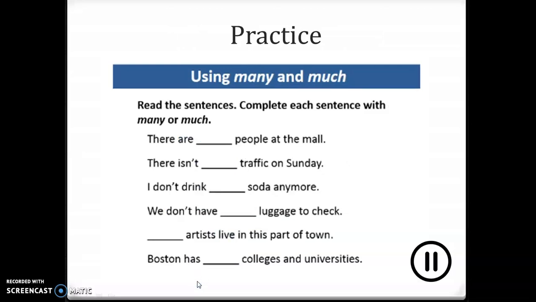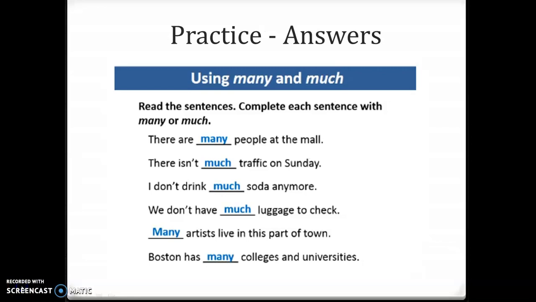So now let's also practice with using many and much. Again, read the sentences and complete each sentence with many or much. Pause the screen and play the screen again for the answers. Okay, great. So here are the answers.